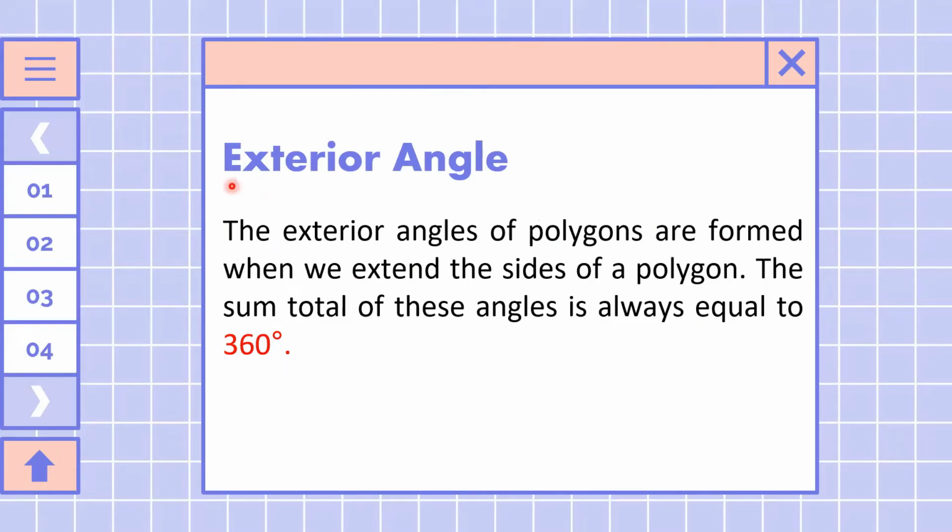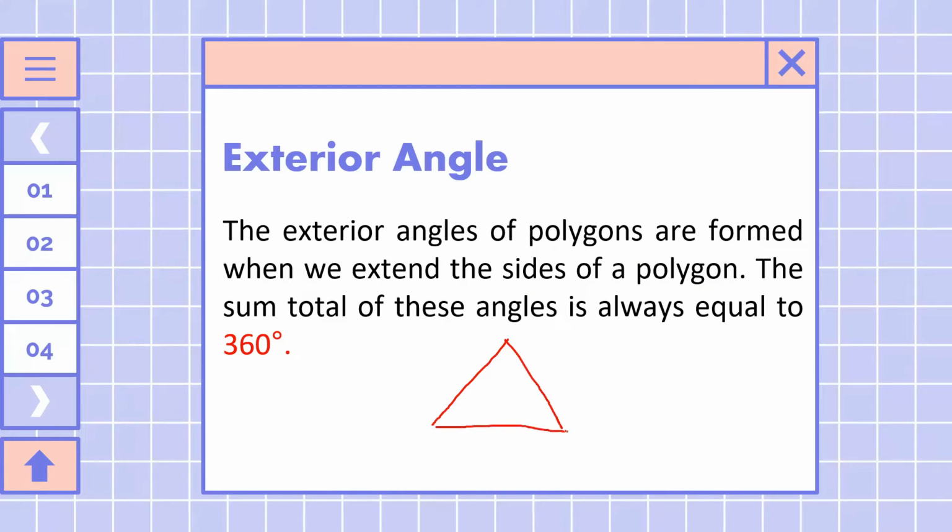So now, sa inyong activity sa Module 5, you are tasked to find the exterior angle. So always remember the exterior angles of polygons are formed when we extend the sides of a polygon. So pag naa tay polygon, for example, we have here triangle.